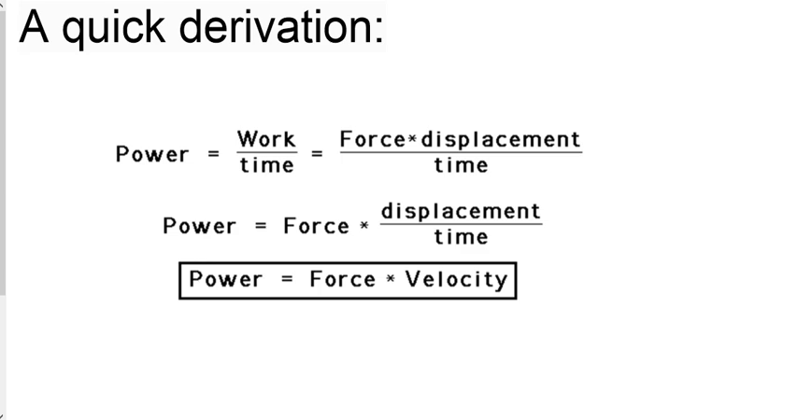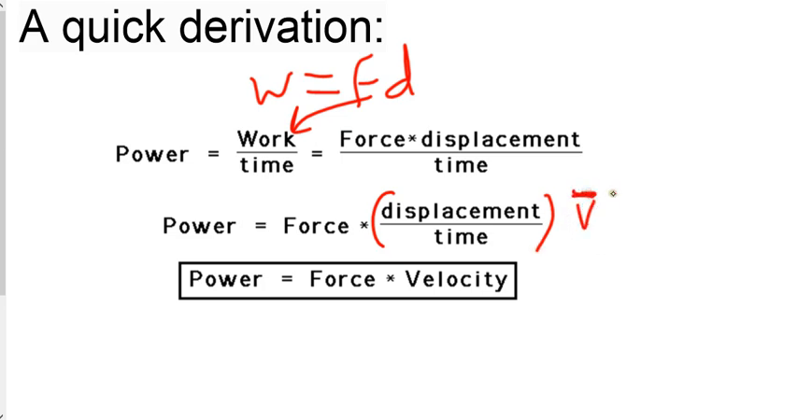So, a quick derivation. We say that power is equal to work over time. Work we've defined as the force times the displacement, and this is assuming they're in the same direction. And so we can replace this into the work, so it's force times displacement over time. And so we can think of power is equal to force times displacement over time. So we've just factored out the force. Displacement over time, this part is equal to average velocity, so that's just the velocity with the line over it. And so we can think of power as equal to force times the average velocity.